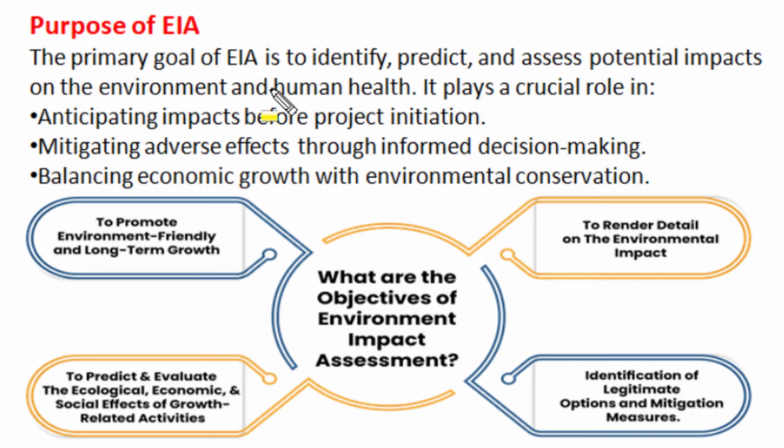The primary goal, objective or purpose of Environment Impact Assessment, EIA, is to identify, predict and assess the potential impact on the environment by the concerned project, and it plays a crucial role in anticipating all impact on environment and human life before any project is initiated, and for that it predicts and evaluates the ecological, economic and social effects of project related activity, and in scope the details of all types of environmental impact are assessed.